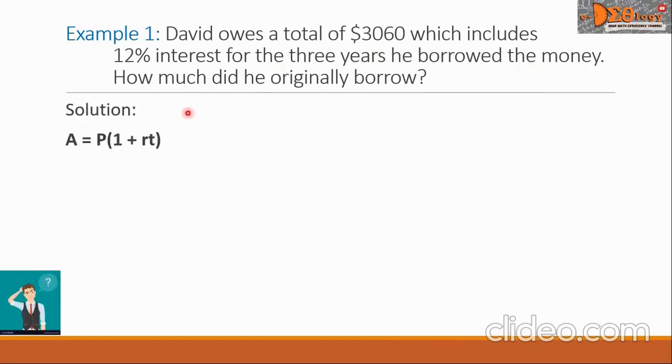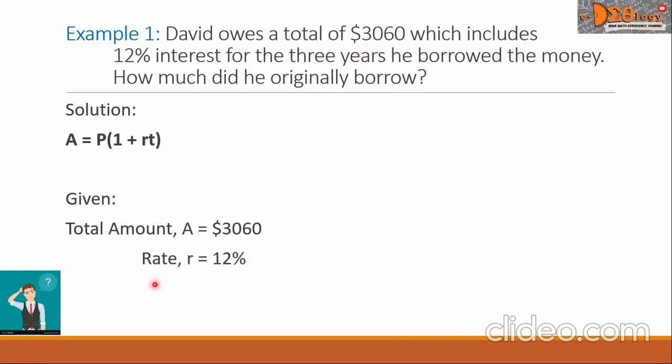First, let us write the formula for the total amount, and that is A, that stands for total amount, equals P as the principal, times the quantity, 1 is a constant, plus the product of R, that stands for the rate, and the T, which is time. Let us now list the given of the problem. First is the total amount denoted by A, and that is the $3,060. Next is the rate denoted by R, and that is the 12%.